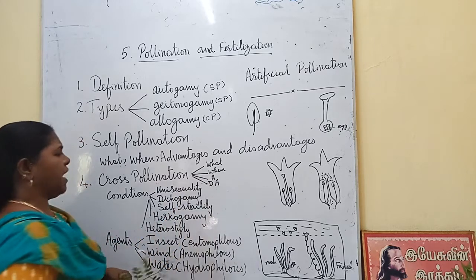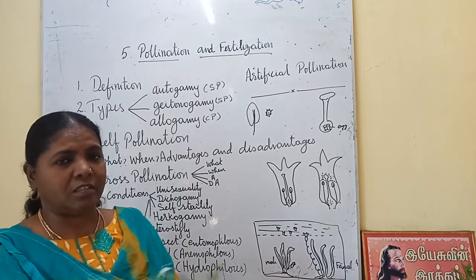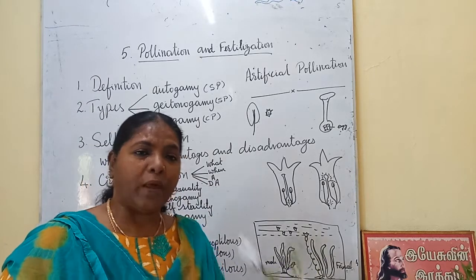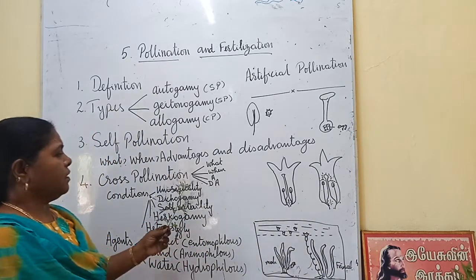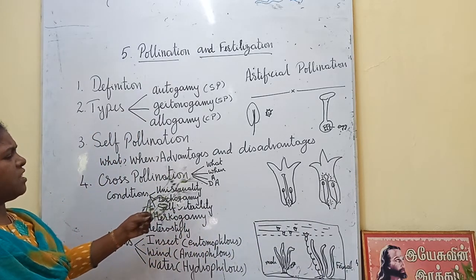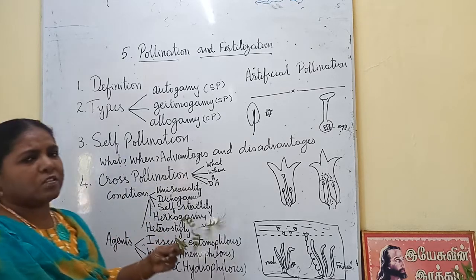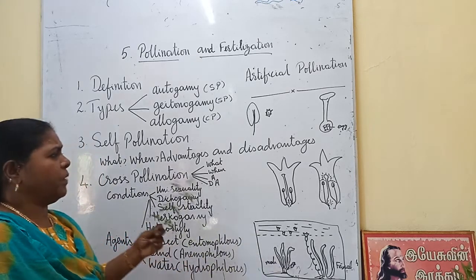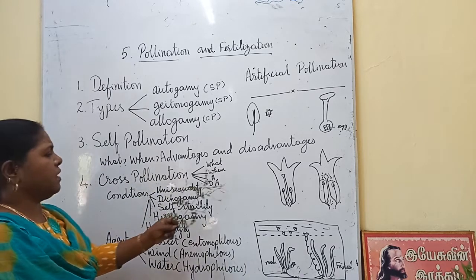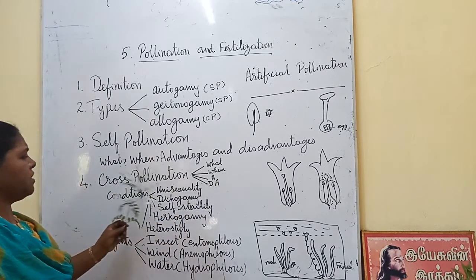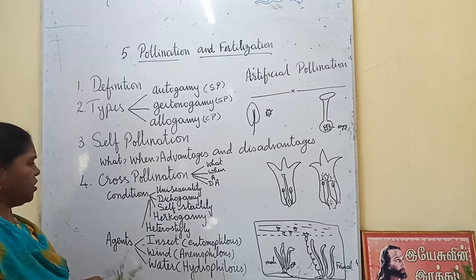The next comes advantages: new varieties. In cross-pollination we can get new varieties. Wastage of pollen grains is a disadvantage in cross-pollination, whereas in self-pollination there is no wastage of pollen grains. So all these are the advantages and disadvantages of cross-pollination.